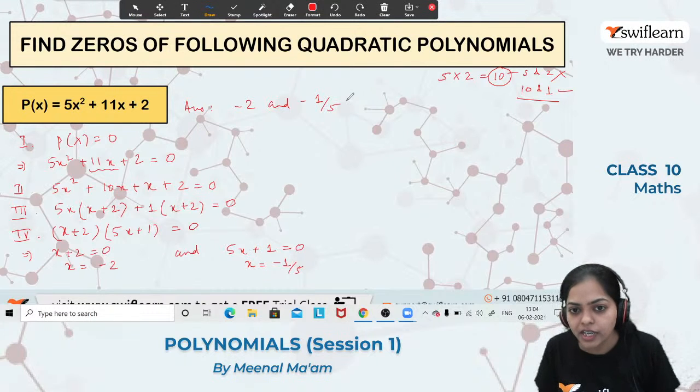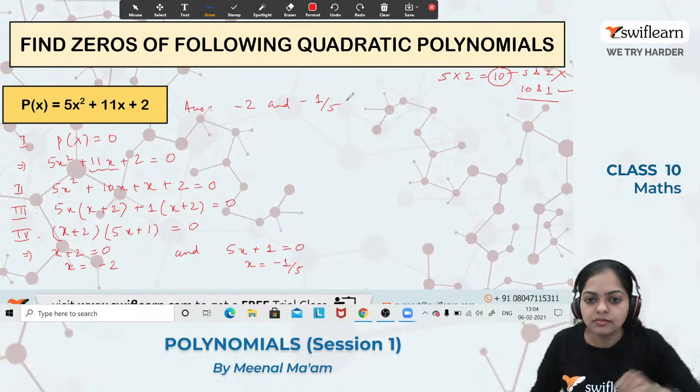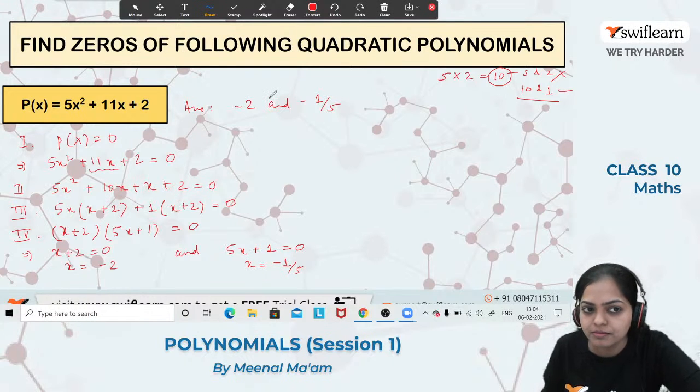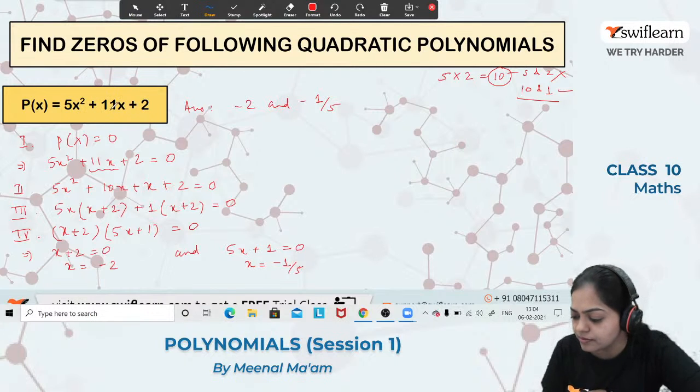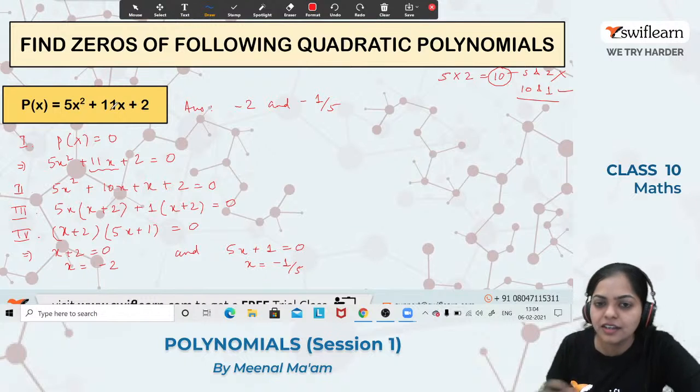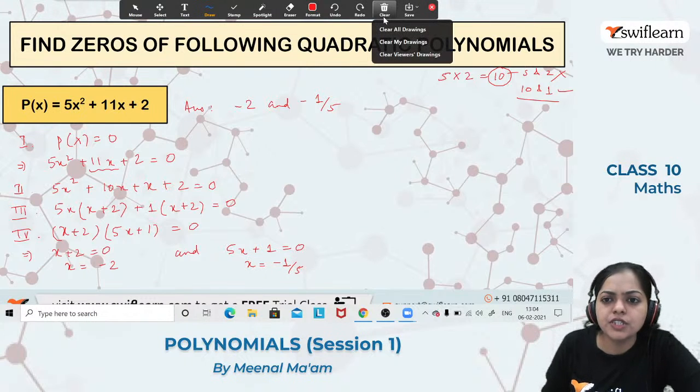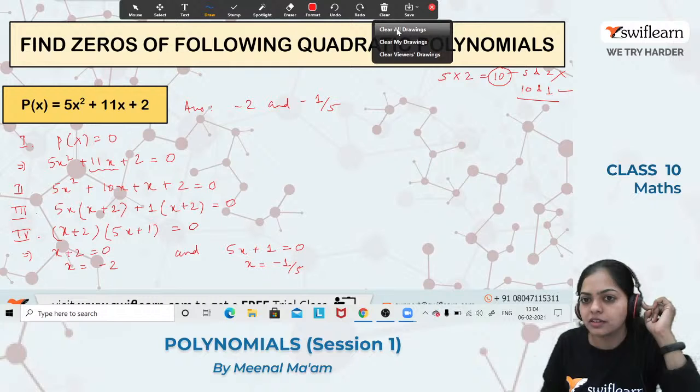Any doubt anywhere, anyone? Understood this? The first one? Now understood how you are going to solve this one? 5x² + 11x + 2. Okay? Alright, so if you understood this one, let's have a look at one more question. What do you all think?